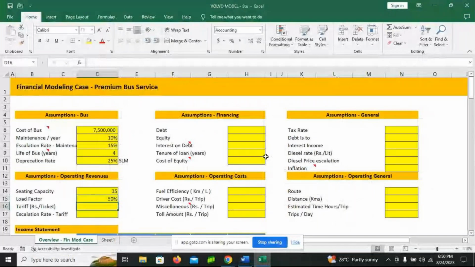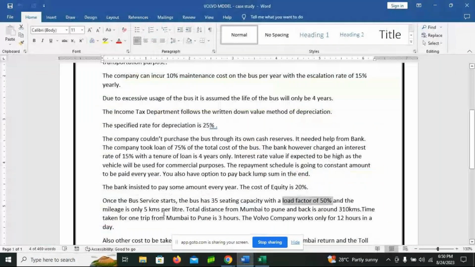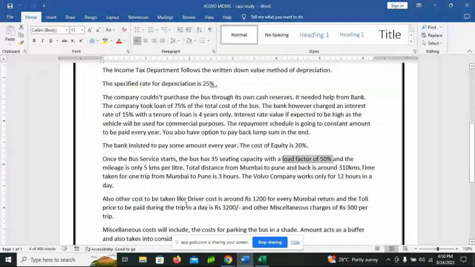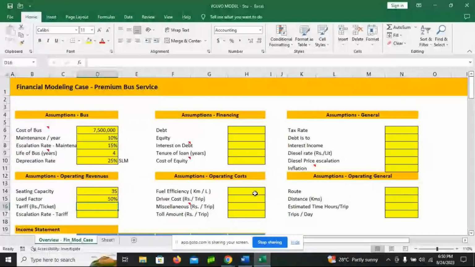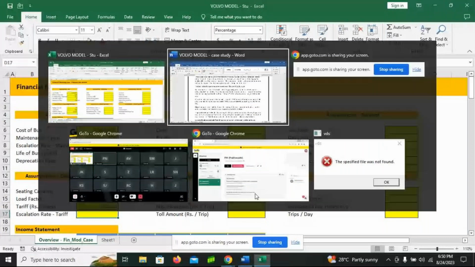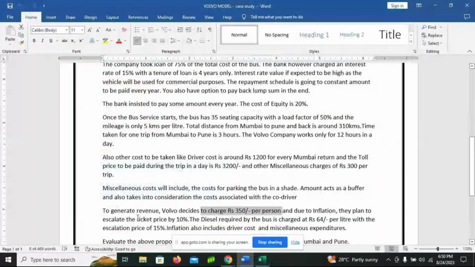Tariff, that is the ticket. They are telling how much they are planning to charge: 350 per person. Escalation in the tariff rate: they are thinking they will increase the ticket price by 10% year on year. So that is 10%.